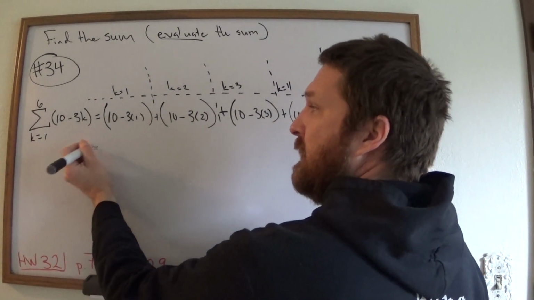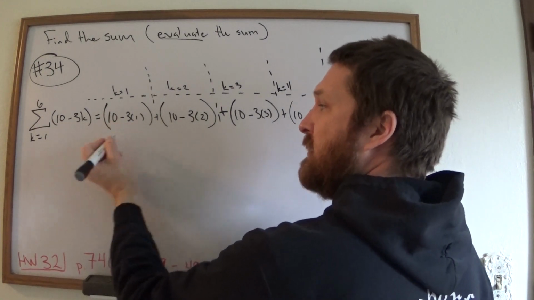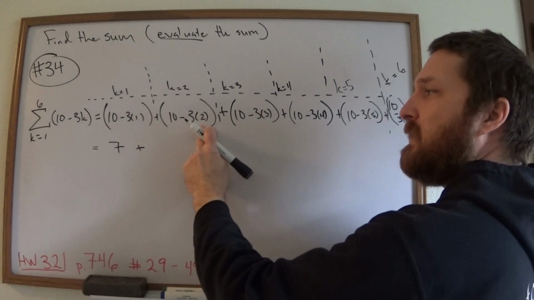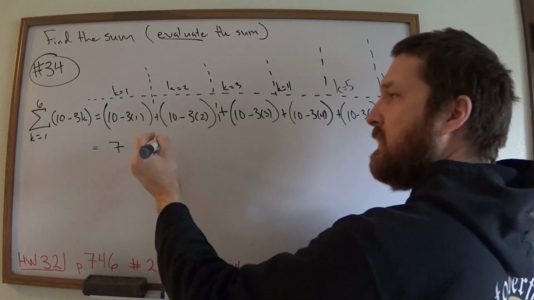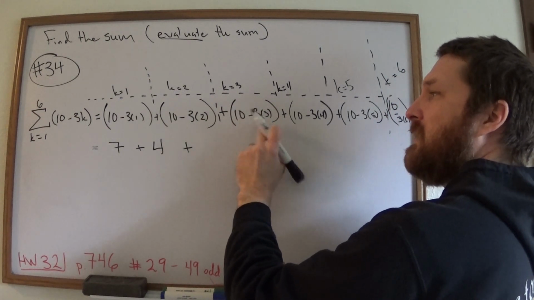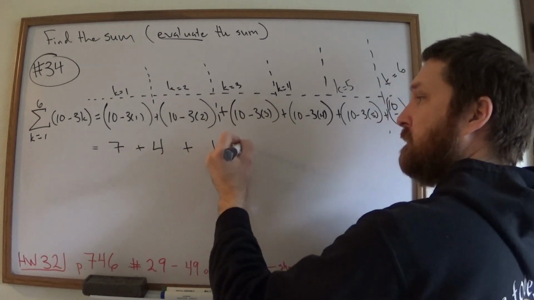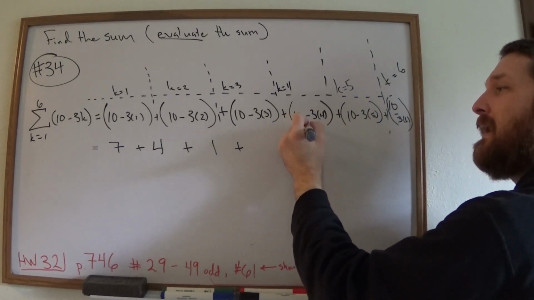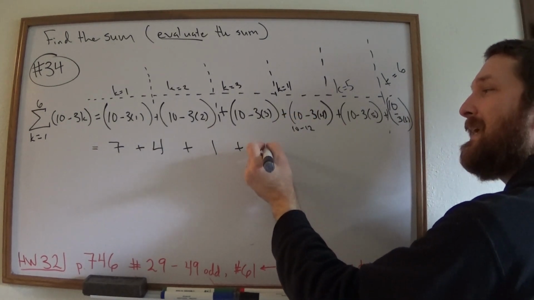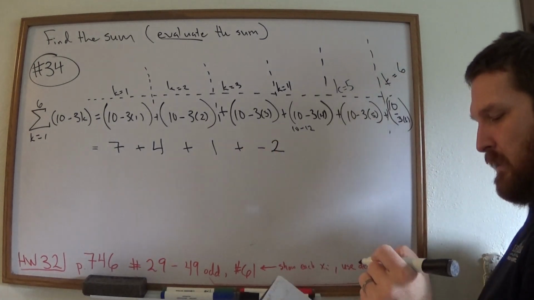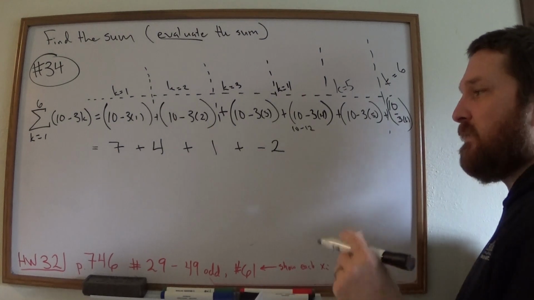So let's do this. 10 minus 3 times 1 is 10 minus 3 should be 7. Plus 10 minus 3 times 2 is 6. 10 minus 6 is 4. Plus 10 minus 3 times 3 is 10 minus 9 is 1. Plus 10 minus 3 times 4 is 10 minus 12. That's negative 2. Okay. Looks like we have some abusive notation here.